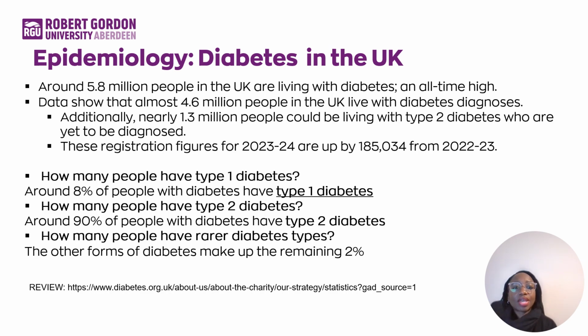Okay, in the UK, again, we have almost 6 million people living with diabetes, an all-time high. Okay, and around 1 million people are living without a diagnosis, and the figures are just going higher and higher. And as I said, 90% of the people with diabetes actually have type 2 diabetes, which is a significant number.